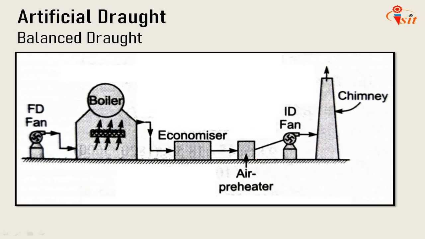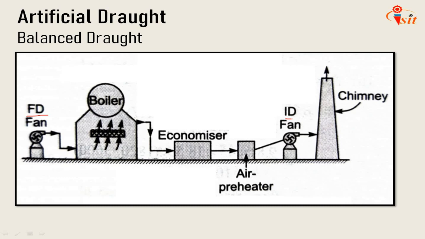A balanced draught is a combination of forced and induced draught. It is a combination of FD fan, or forced draught, and induced draught systems. In this system, the forced draught fan overcomes the resistance in the air preheater and chain grate stoker, while the induced draught fan overcomes draught losses through the boiler, economizer, air preheater and connecting flues.